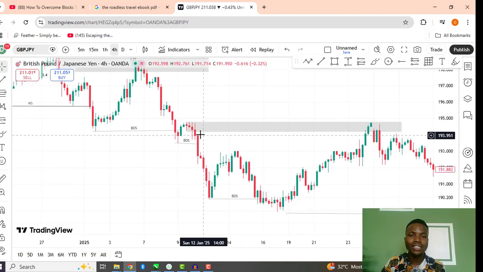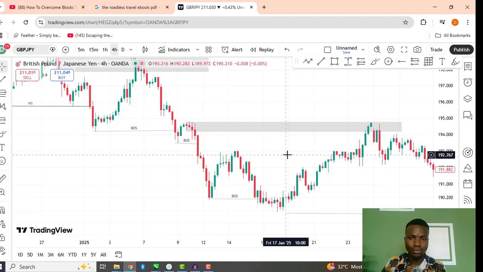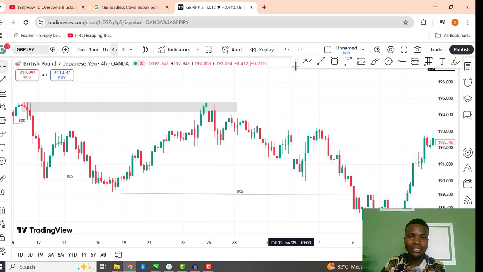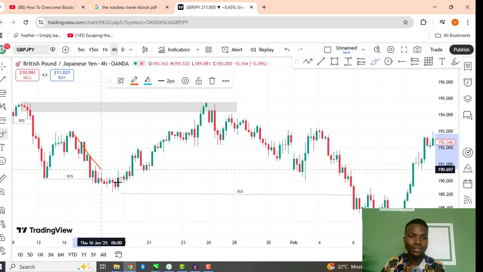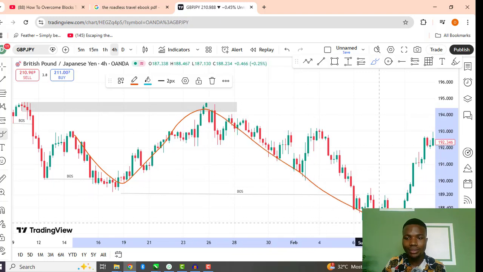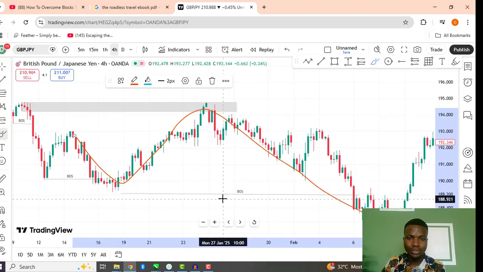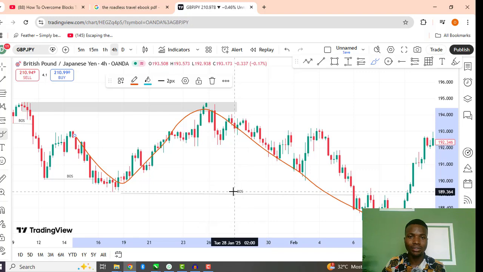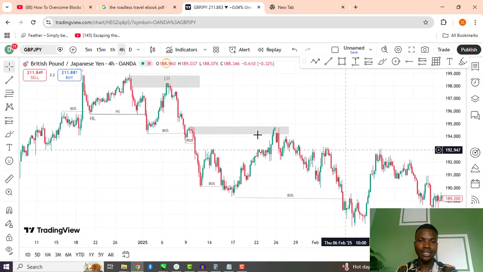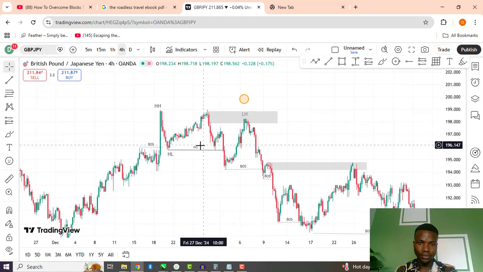Price respected this last break of structure supply zone, and you can see price respected this supply zone. Price came all the way down here and came all the way up here and then continued breaking structure. You can see which one, the one that I have marked out already. So guys, I want to believe that you understand this concept.